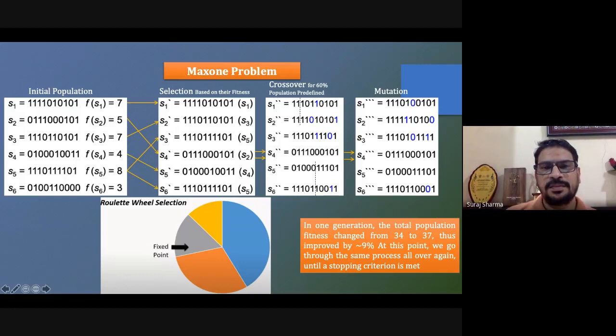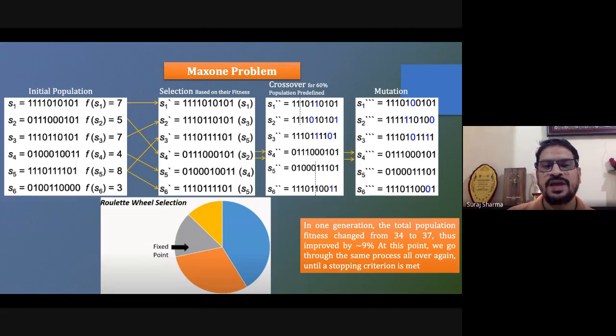In the Maxone problem, we'll take an example where we toss a coin, and when we toss the coin, we'll get heads or tails. Heads will be represented by 1 and tails will be represented by 0. Now, what is our objective in this particular problem? To increase 1, which means to increase the number of heads.